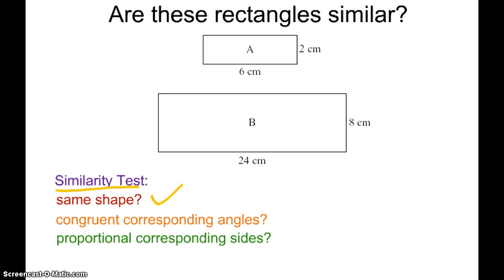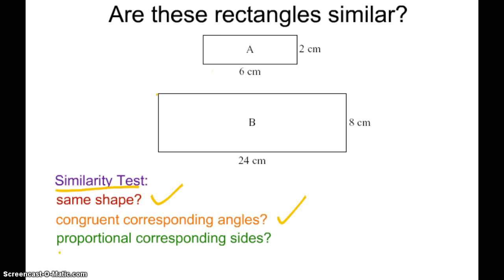What about congruent corresponding angles? Well, this angle corresponds to this angle. They're both 90-degree angles, even though they're not marked as 90 degrees. We're just going to assume for the purposes here that they're 90. And I see that these two angles are corresponding and they are 90. These two correspond and they're 90, and then these two correspond and they're also 90. So, congruent corresponding angles, let me erase that.